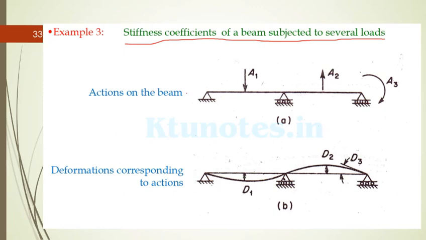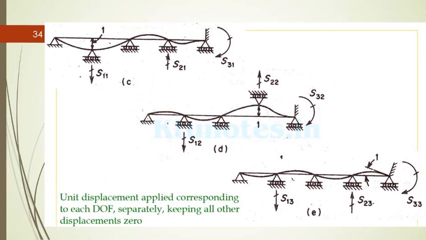In the case of the stiffness coefficient, these are the actions on the beam. Like the previous same problem, A1, A2, A3, and these are the general deformations corresponding to the actions, D1, D2, D3. To find the individual stiffness coefficients, the stiffness matrix, you should apply unit displacement at various action points. So this is case 1, this is case 2, and this is case 3.